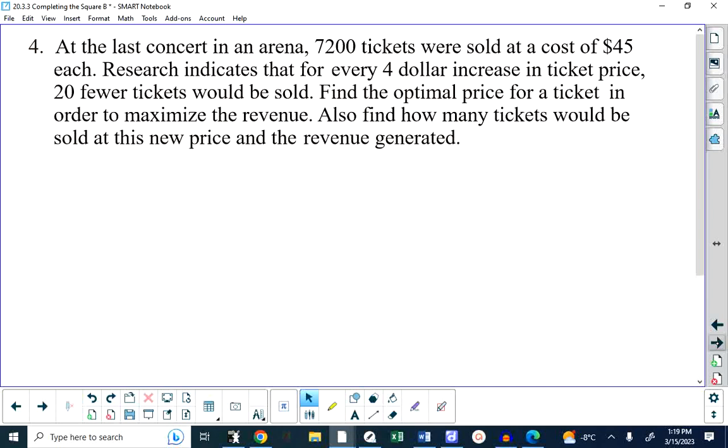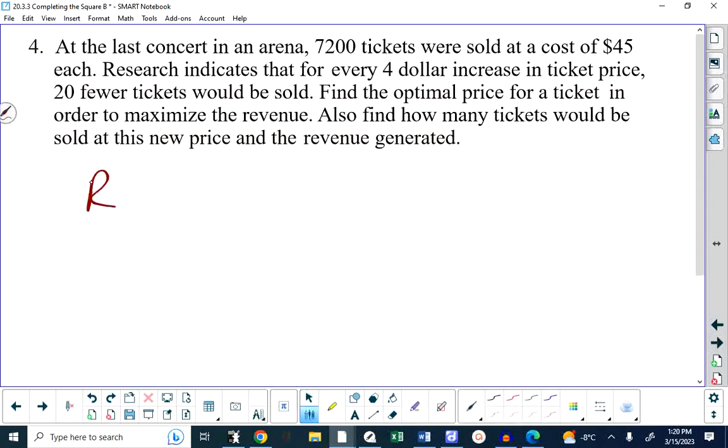At the last concert in a particular arena, 7,200 seats were sold, and they were sold for 45 clams apiece. Research indicates that for every $4 increase in ticket price, you lose 20 customers. I hope you recognize this is the water bottle problem. It's just not water bottles, it's tickets. Find the optimal price for a ticket in order to maximize the revenue. That means, what should we charge to get the most money? And then it has some other questions as well.